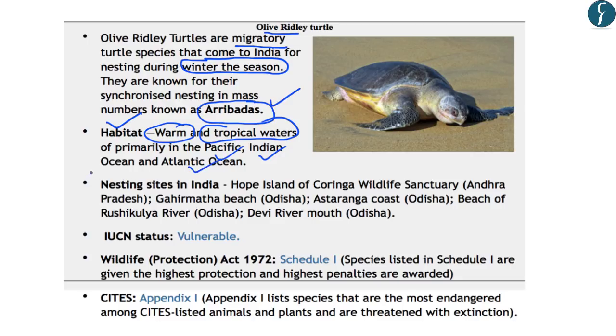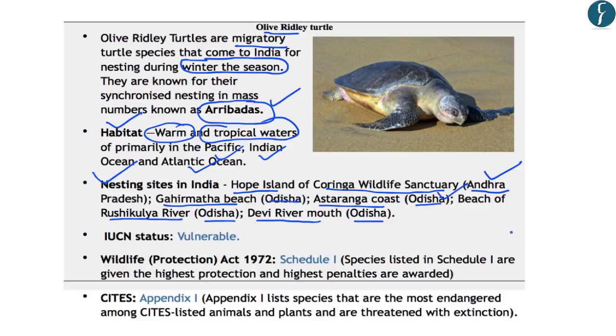Further, the nesting sites of the olive ridley turtle that are found in India are important for us from the preliminary examination point of view. So here you should note that the Hope Island of Coringa Wildlife Sanctuary, which is located in Andhra Pradesh, is one of the important sites for nesting of olive ridley turtles. And also, as we have seen in this article, the Thottapalli estuary in Kerala is also another important site for the nesting of the olive ridley turtle. They are also found at Gahirmatha beach in Odisha, Astaranga coast in Odisha, the beach of Rushikulya river which is also in Odisha, and in the Devi river mouth in Odisha. So primarily they are found in three states, that is Andhra Pradesh, Odisha and Kerala.